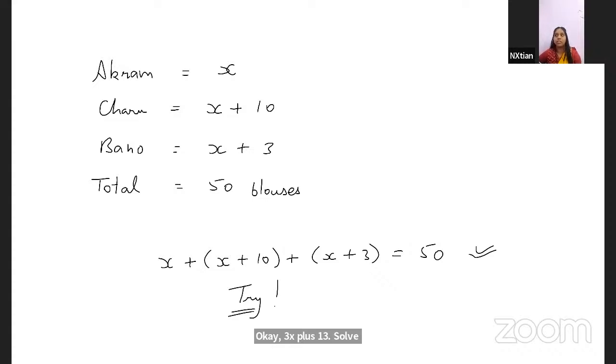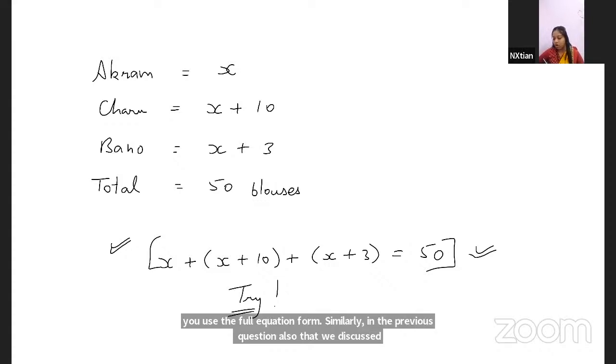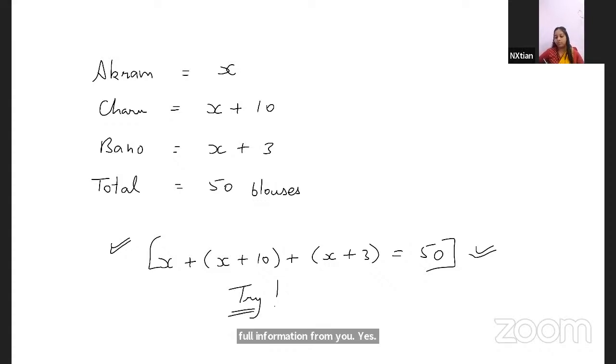When the question says to express it in equation form, it's better to use the full equation form instead of breaking it down by solving or combining. I suggest that if a question tells you to express in the form of an equation, you use the full equation form. Similarly, in the previous question that we discussed, you use the full equation form. Yes, 8, 24, and 18. That's right. Now, that's it for today.